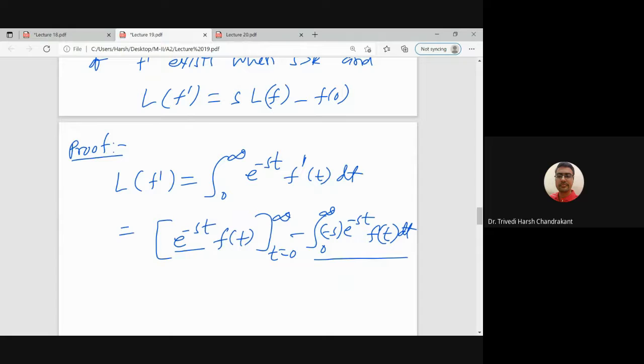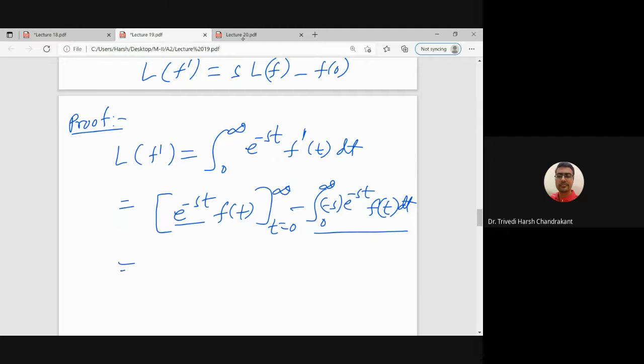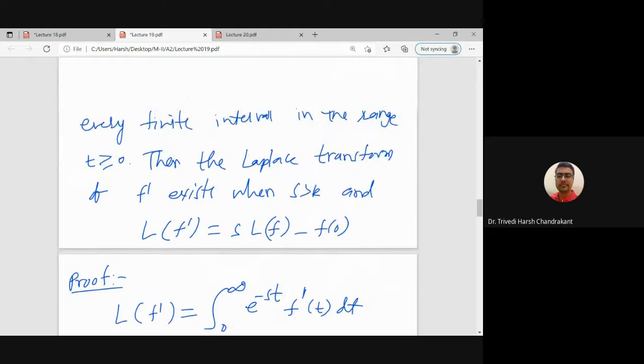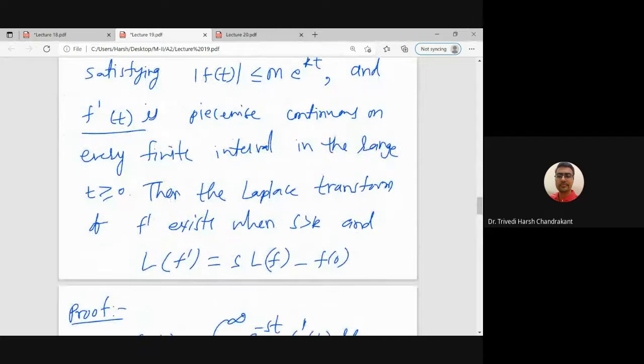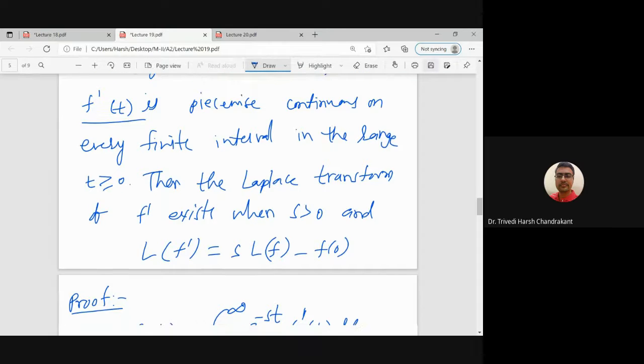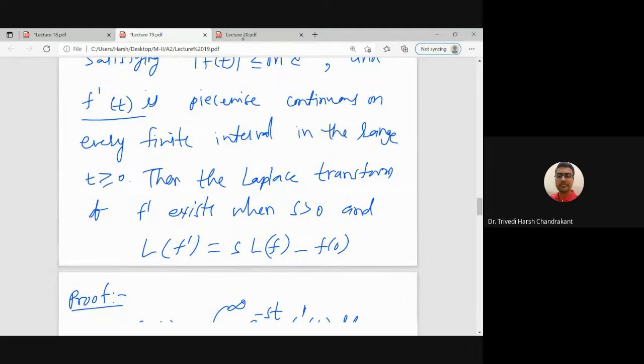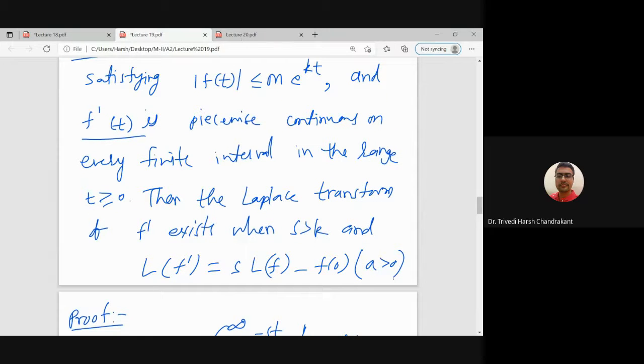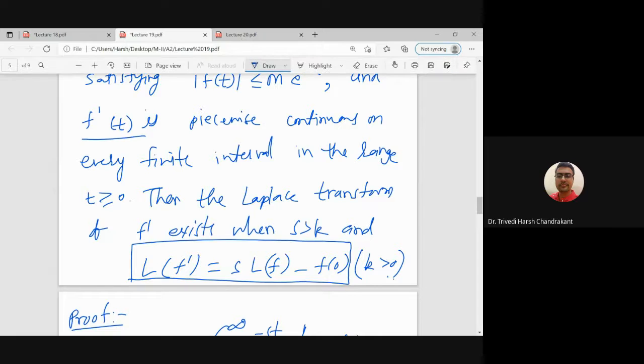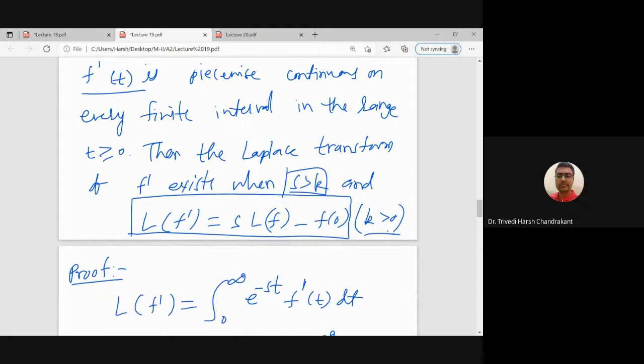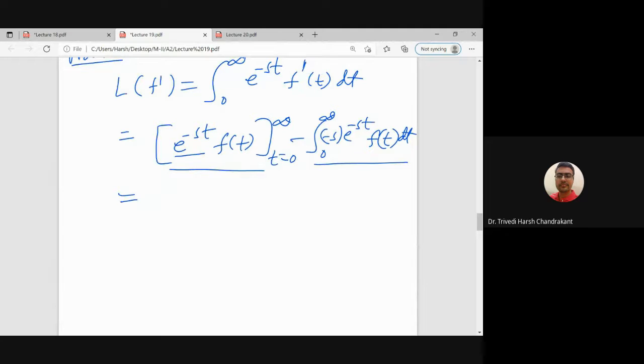Now we can see that this formula is nothing but s times the Laplace transform of f t. Let us assume that s is positive, or even greater than some positive number. So k is positive and s is greater than k. That means s is also positive.